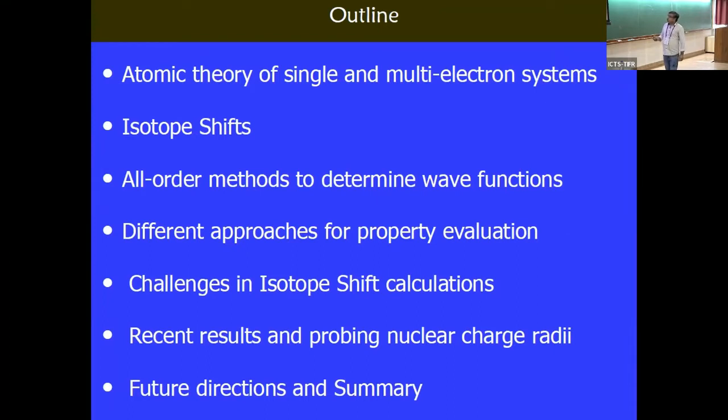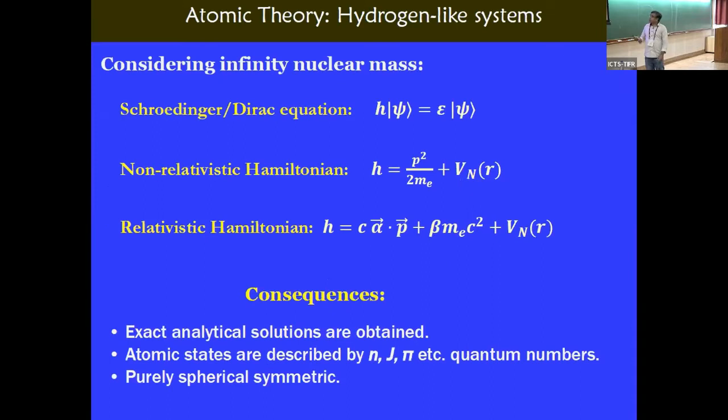Even if you have the methods to calculate the atomic wave functions very accurately, it doesn't mean that you can calculate the properties in the same way. So there will be different approaches also, and I'd like to show you some of the examples. Then, what are the challenges to estimate the isotope shifts theoretically? Then some of the recent results and what the future directions are.